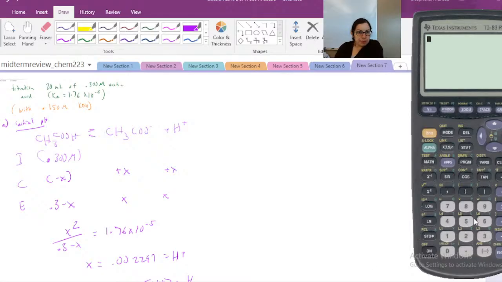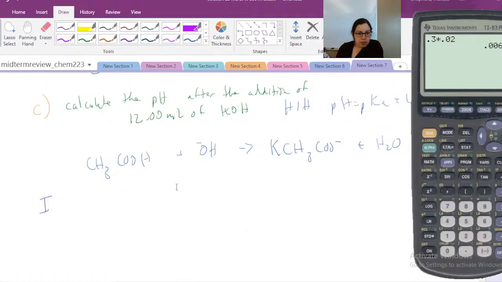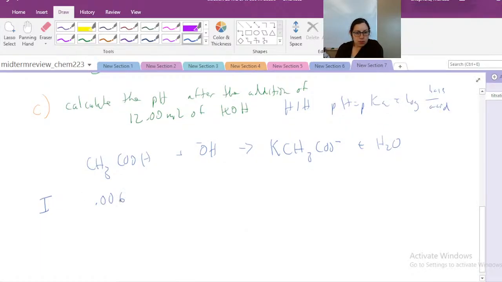Double check me. So we have, again, our 0.3 molar solution, 20 mLs of it. So starting off with 6 millimoles of our acetic acid, right? And then calculate how many moles of KOH you have. Depending how you want to look at it, I just have our initial moles, right, before you do the reaction.